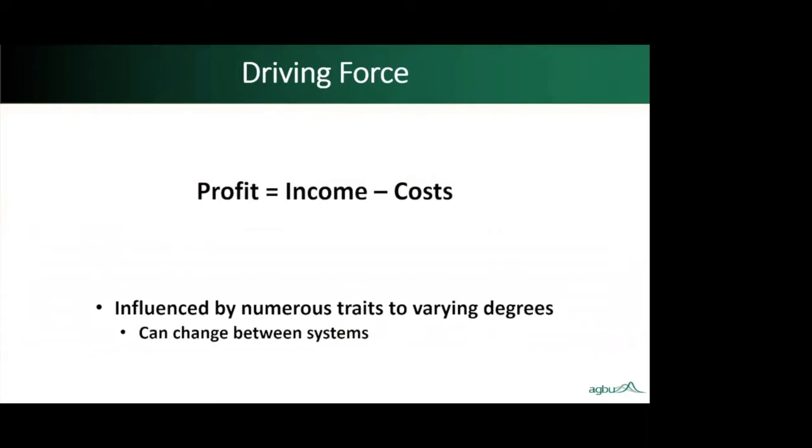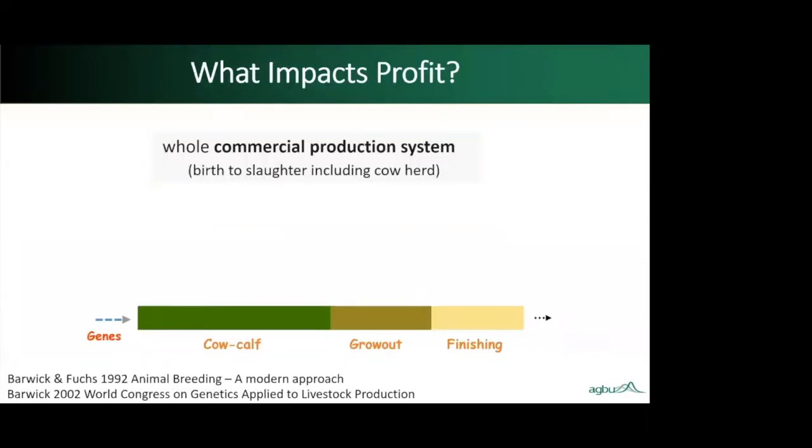The profit equation is influenced by many traits to varying degrees, and this can change between commercial production systems. The various state departments of agriculture across Australia have a long history of examining those traits which impact on commercial profitability. We've taken advantage of this work to help us determine which are the most appropriate traits for inclusion in BreedObject selection indexes.